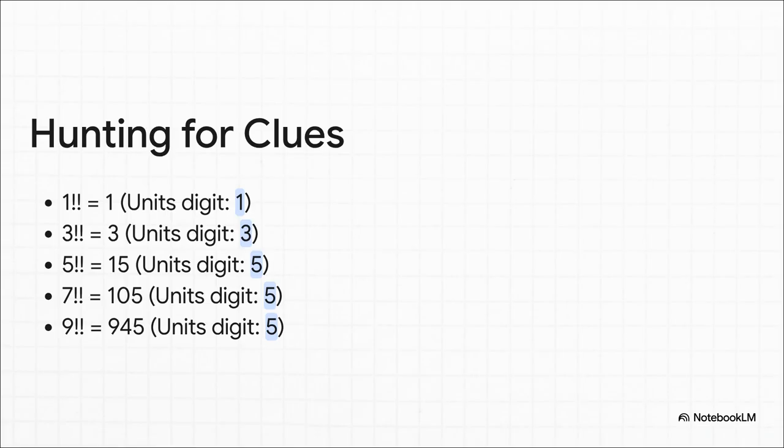Okay, 1 double factorial is just 1, and 3 double factorial is 3. Now, 5 double factorial is 5 times 3 times 1. That's 15. So the units digit is 5. What about 7 double factorial? Well, that's 7 times 5 double factorial, which is 105. Hey, the last digit is 5 again. Let's try 9 double factorial. That's 945. Another 5. I think we've just found our pattern.